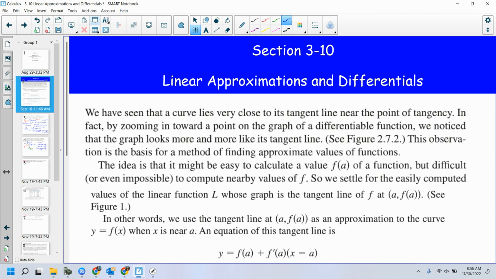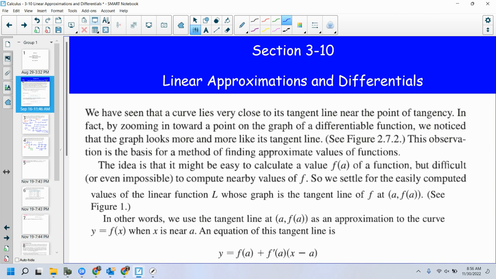We've seen that a curve lies very close to its tangent line near the point of tangency. In fact, by zooming in toward a point on the graph of a differentiable function, we notice that the graph looks more and more like its tangent line. It looks more linear, which is what we did. This observation is the basis of a method for finding the approximate values of functions.